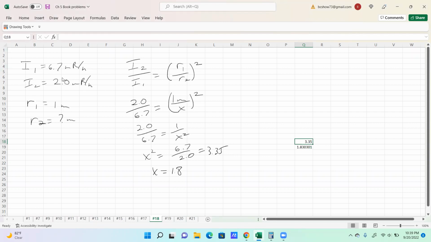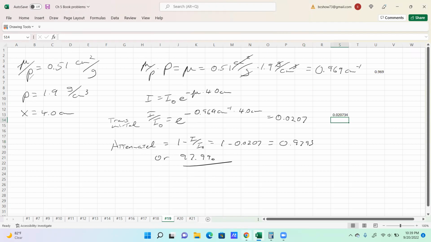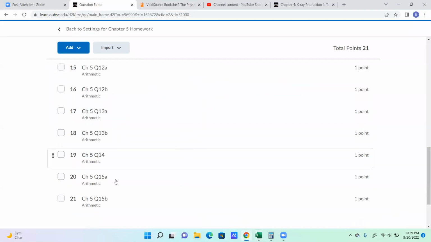So we know what we start with, we know what our distance is at that point. We know what we want our exposure to be, we just don't know how far away we have to move it. We use this particular formula, we solve for x, and you come up with 1.8, and that will be 1.8 meters. Moving on to 19.